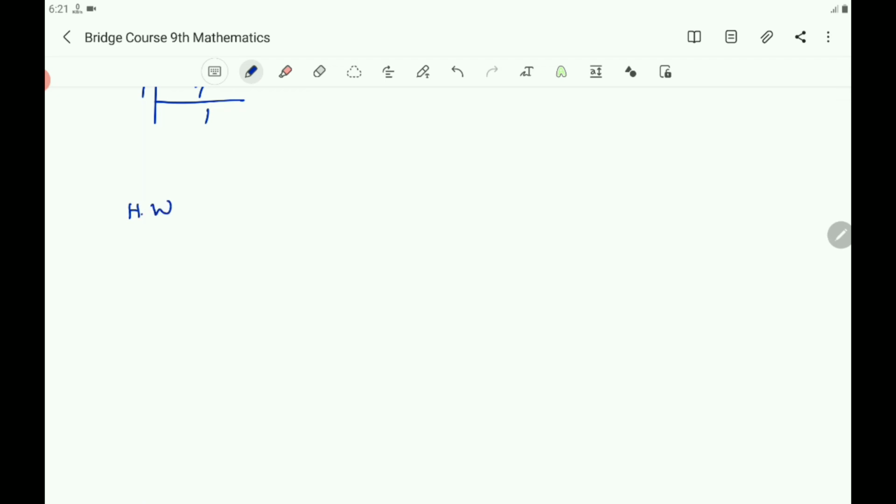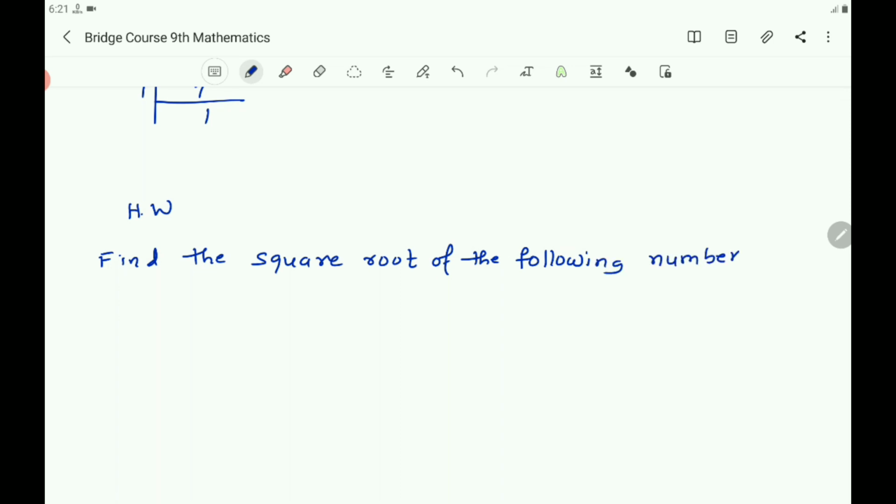Homework for you. First one is, you take that question, find the square root of the following square numbers by prime factorization method. Here factorization means that is nothing but the prime factorization.